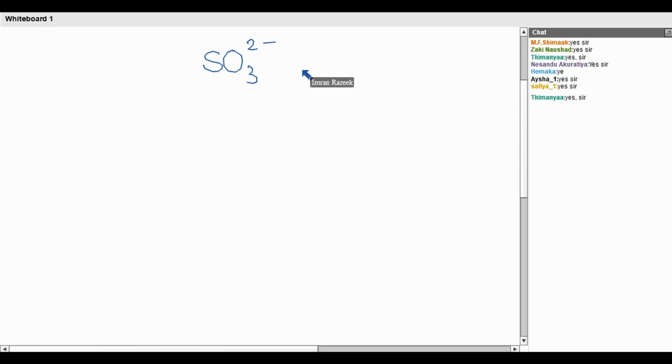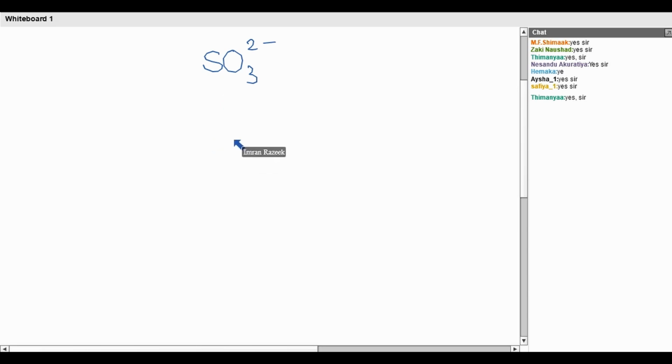What is the central atom? The atom which stands in the middle, which other atoms are bonded to, right? So how do you identify that? The least electronegative atom. You know sulfur and oxygen. Sulfur is below oxygen in group 6.